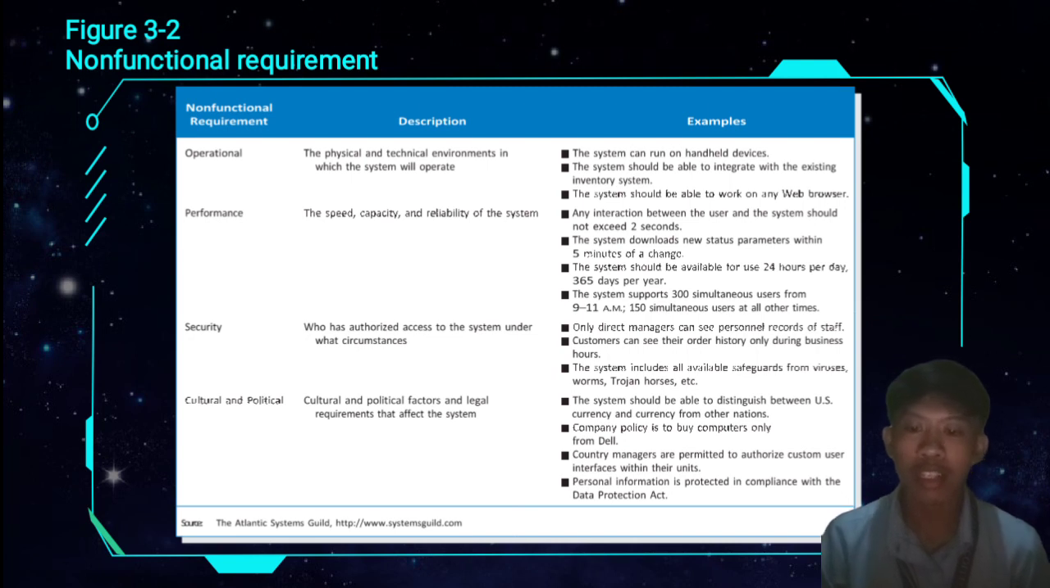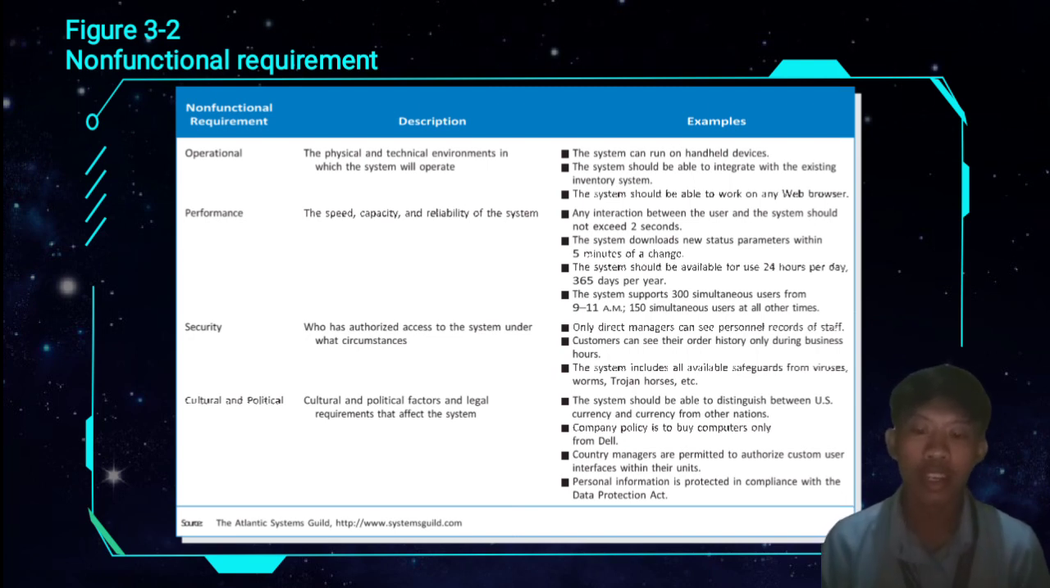And the second is performance. You also need to consider performance before you create the system, because performance covers the speed, capacity, and reliability of the system. Then there is security, which describes who has authorized access to the system and under what circumstances.